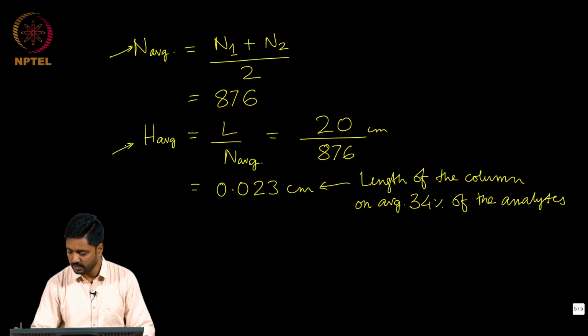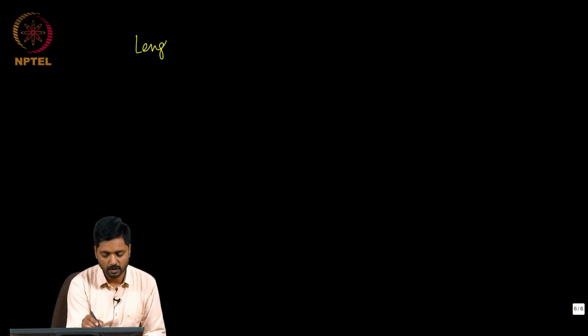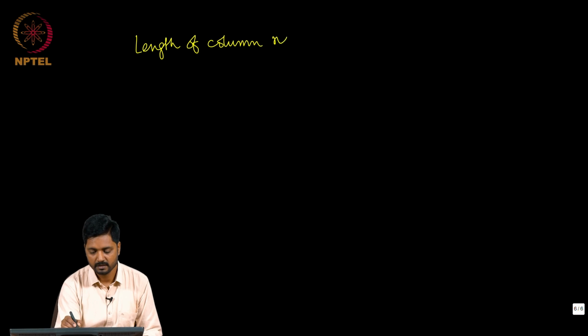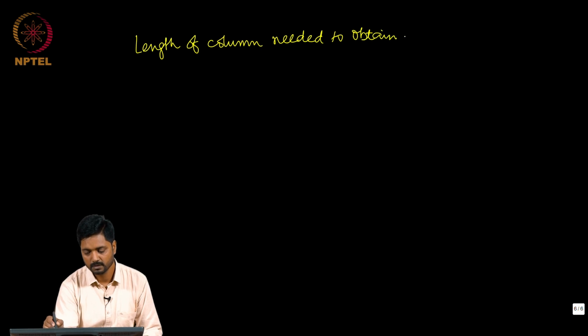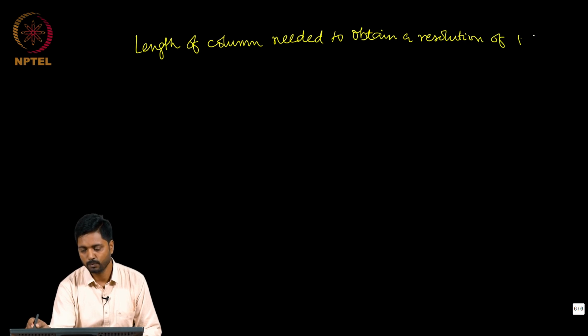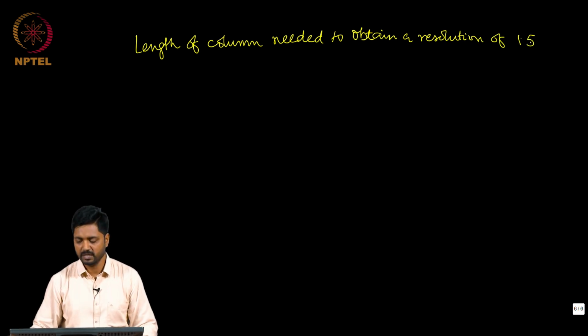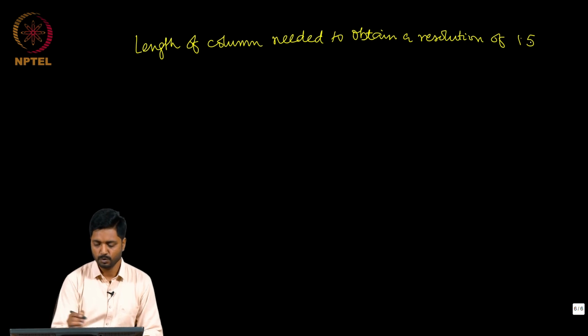Now, the last part of this question asks us: what is the length of the column needed to obtain a resolution of 1.5, because as we have seen previously, at this resolution only 0.4% of the contaminant will be present in the two peaks.